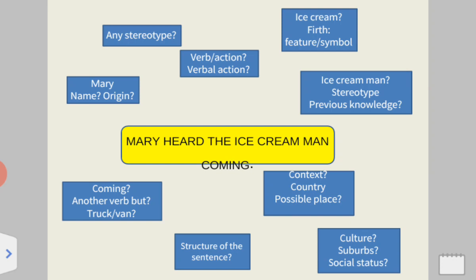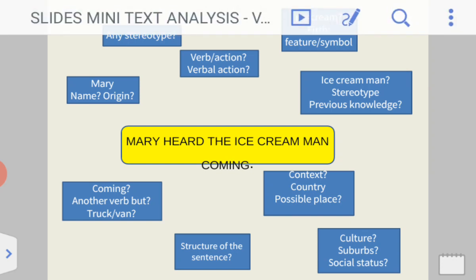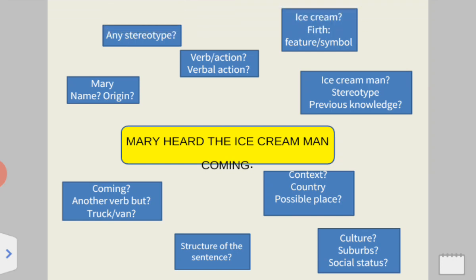So what is the stereotype? I was talking about that. What is the previous knowledge that we have about an ice cream man in terms of the stereotype, and probably the function or the role that he plays in this mini text, right? Then we have the other action, which is not as important as heard, but it's also an action, right? And the ice cream man coming, in this case, determines a good part of the story, right?